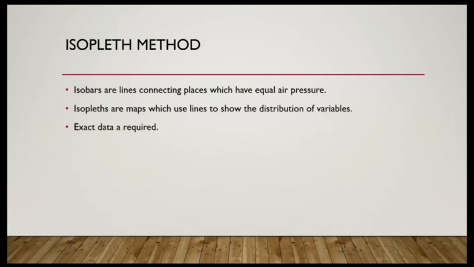Isoplet are maps which use lines. So here there is a difference. Children, in both the earlier maps, that is the dot and the choropleth method, we needed the interval. But in the isoplet method, we do not need an interval. So what do we need? We need an exact survey done. We need the exact variable.